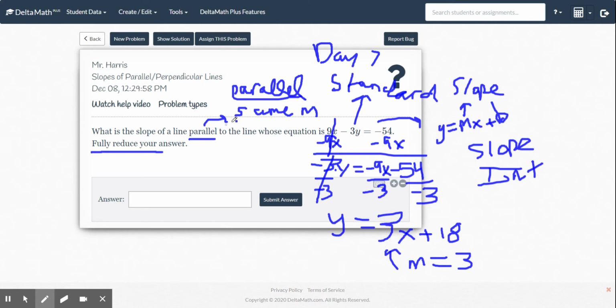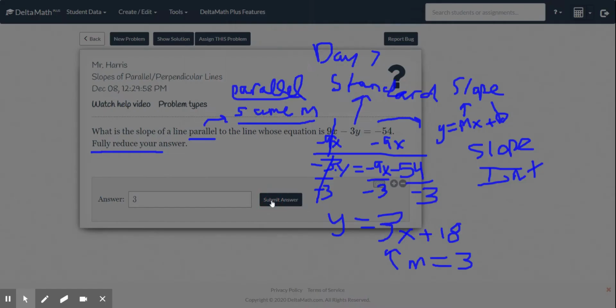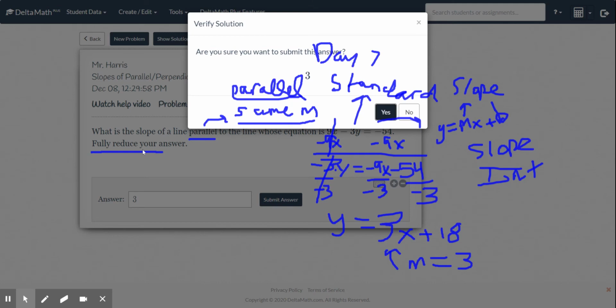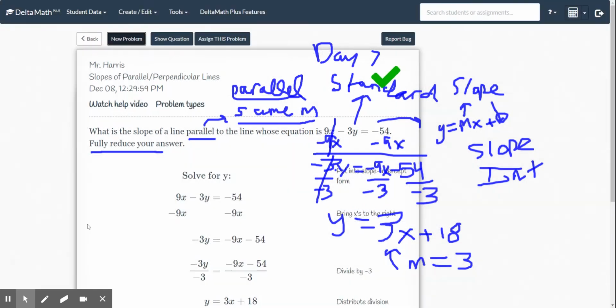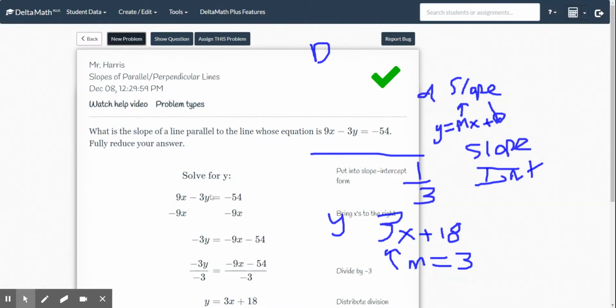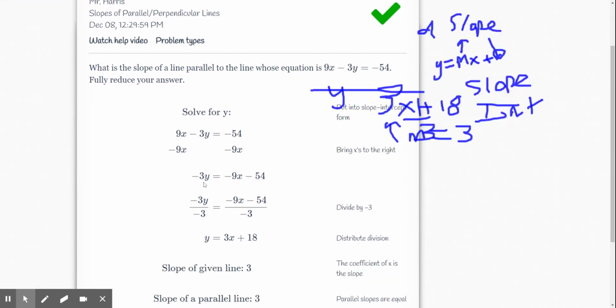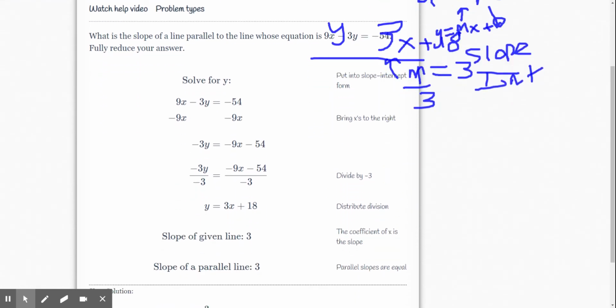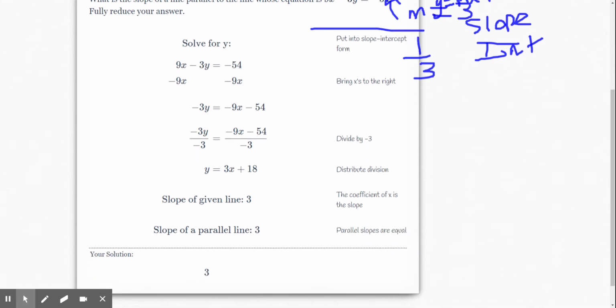If our line is parallel, we know we're going to have the same slope. So we know then if that line has a slope of 3, our line needs to have a slope of 3. And 3, of course, is in simplest form. There's no way to reduce 3 down. Check it out. Subtract 9x over, divide by negative 3, y equals 3x plus 18. Parallel slopes are equal. So our slope needs to be the same thing.